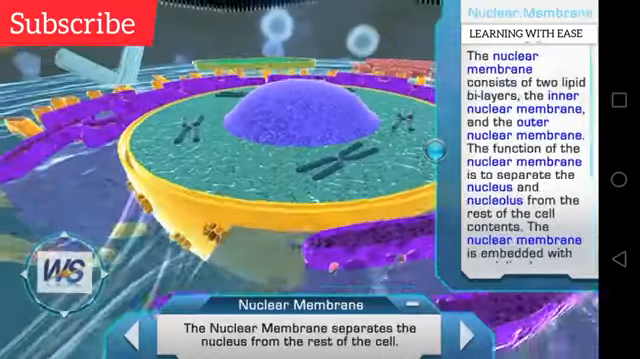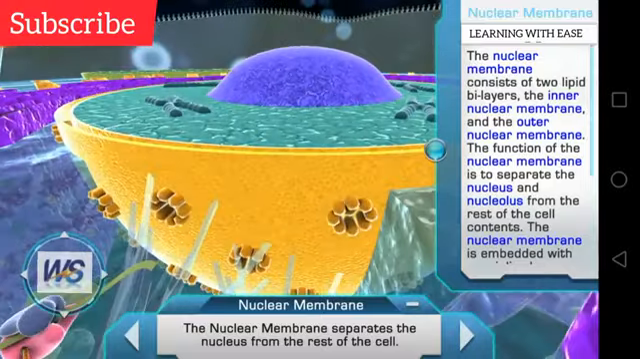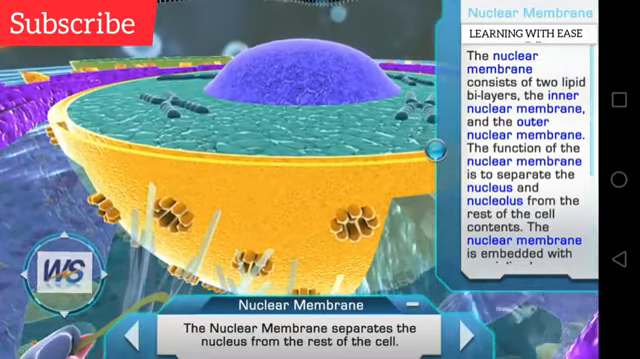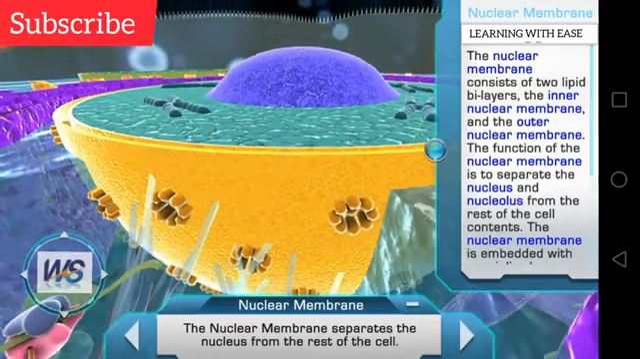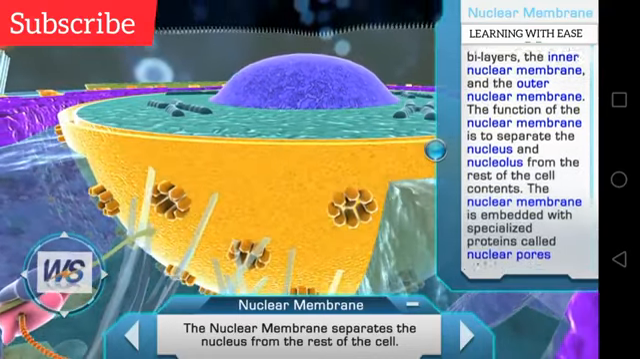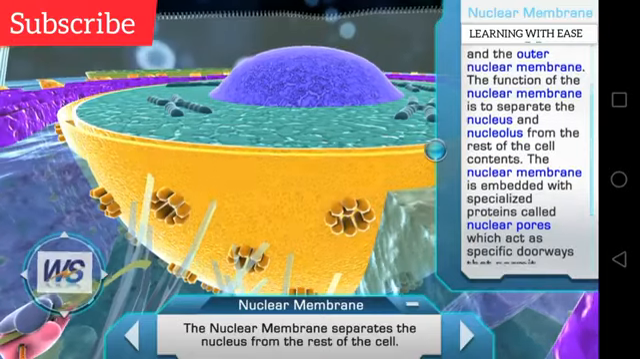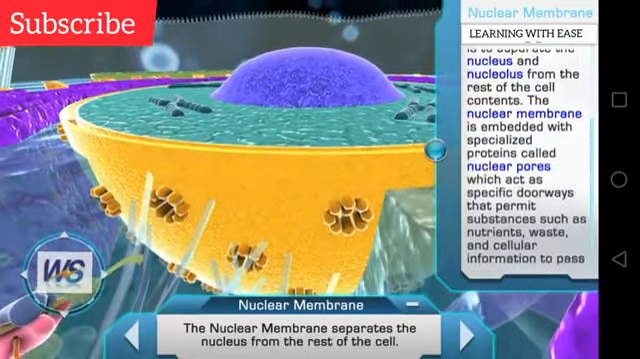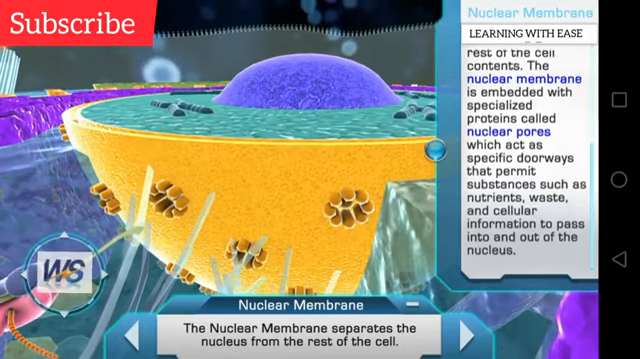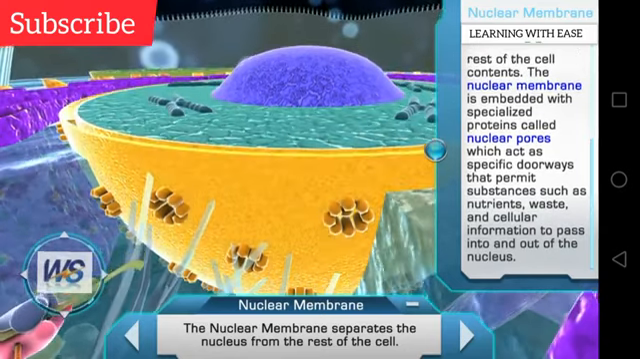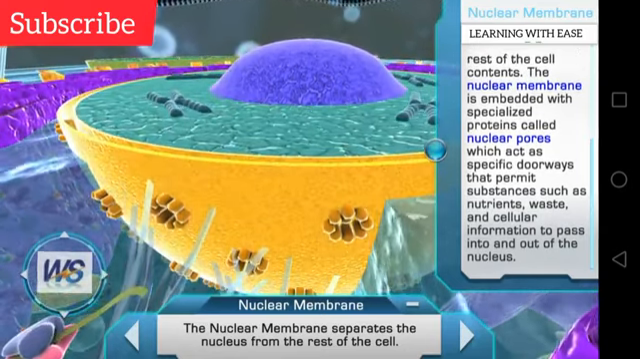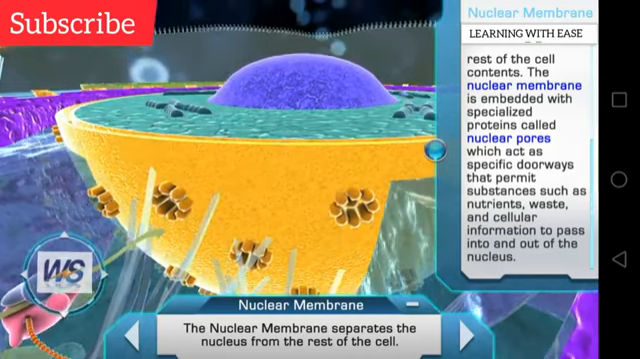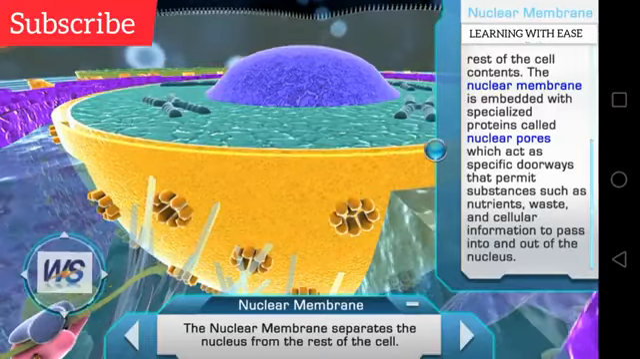The nuclear membrane consists of two lipid bilayers, the inner nuclear membrane and the outer nuclear membrane. The function of the nuclear membrane is to separate the nucleus and the nucleolus from the rest of the cell contents. The nuclear membrane is embedded with special proteins called nuclear pores, which act as specific doorways that permit substances such as nutrients, waste, and cellular information to pass into and out of the nucleus.